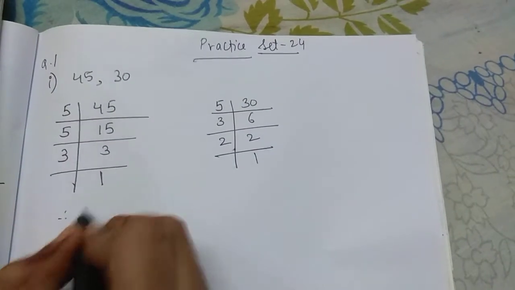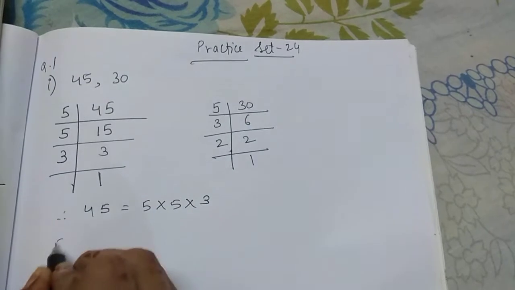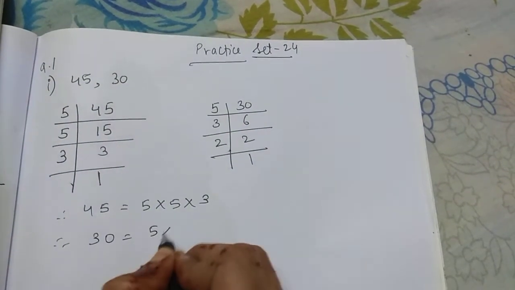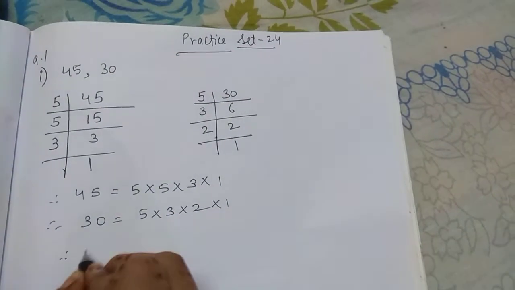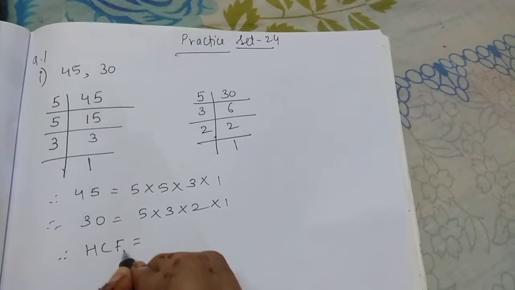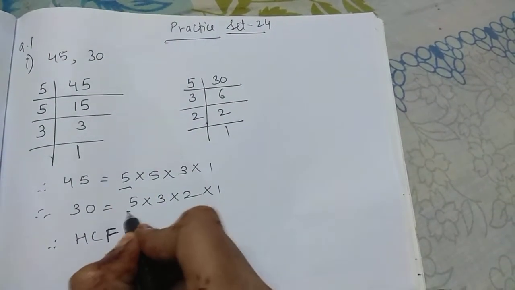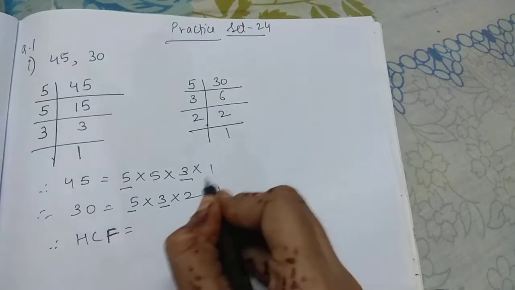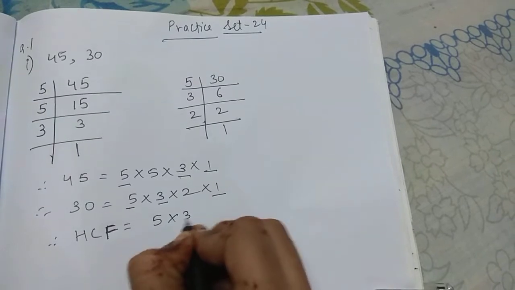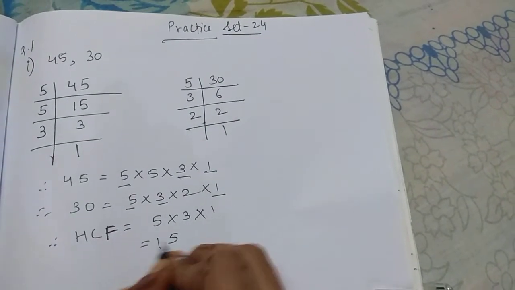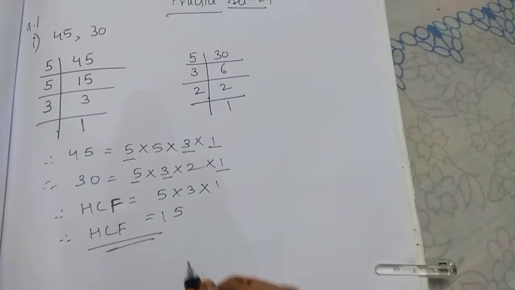So 45, what are the factors of 45? 5 into 5 into 3, and 30 is 5 into 3 into 2 into 1. So therefore HCF will be, we just have to find the common numbers. So 1 5 is there, and 1 3 is there, and 1. So 5 into 3 into 1, which is 15. So therefore the HCF of 45 and 30 is 15, like this.